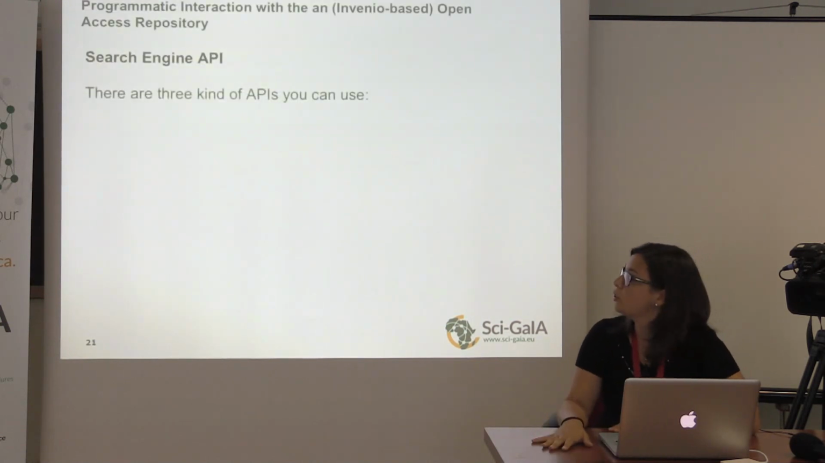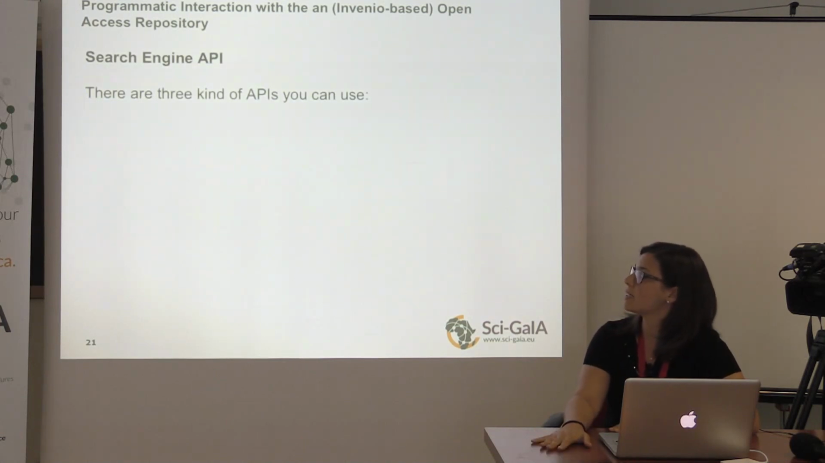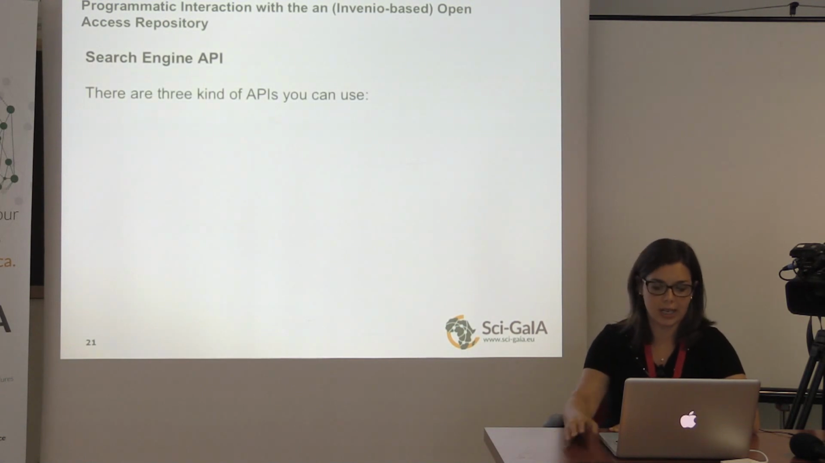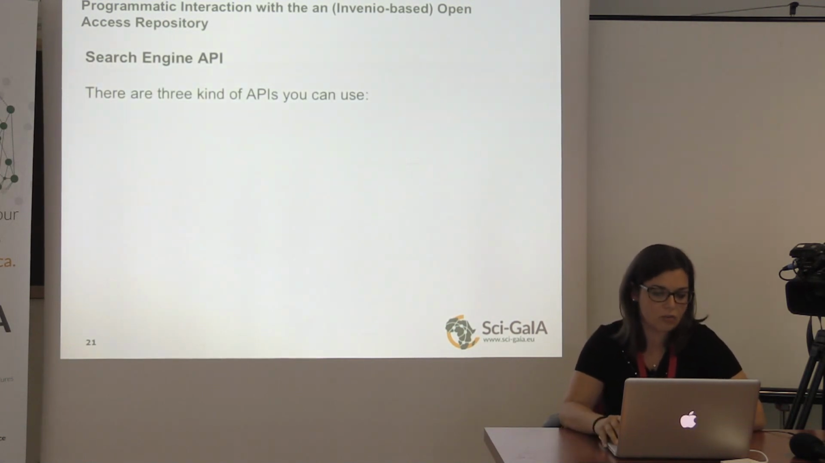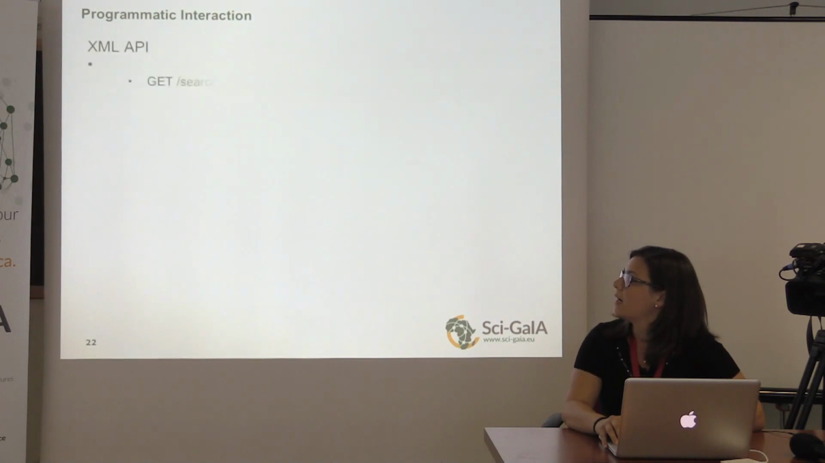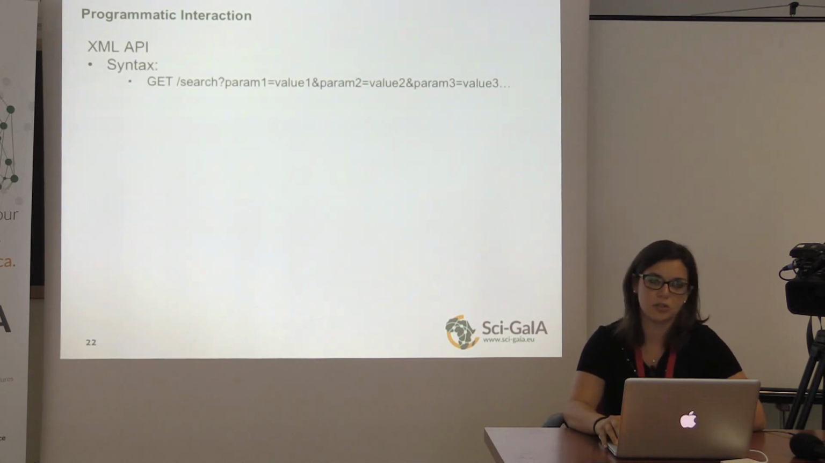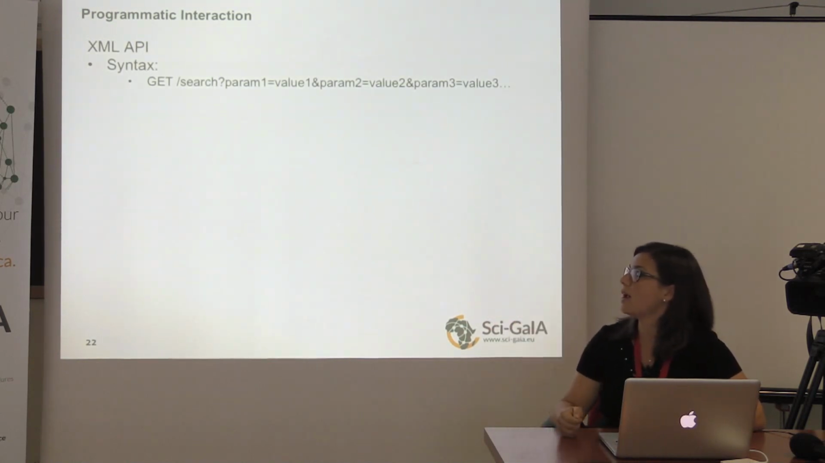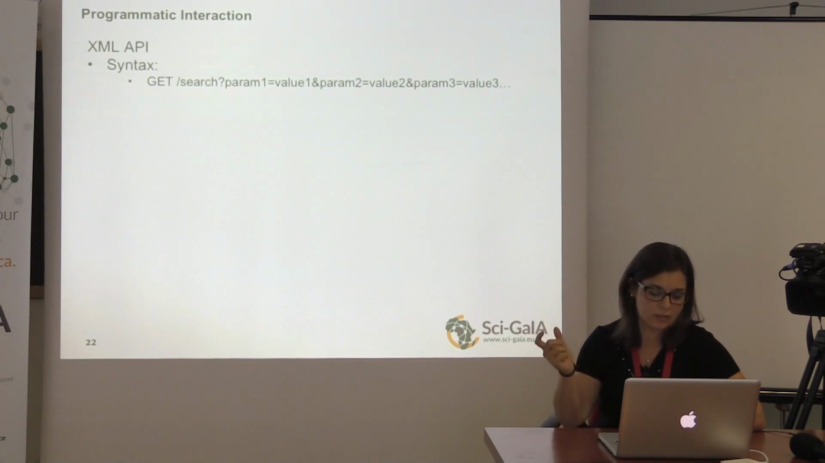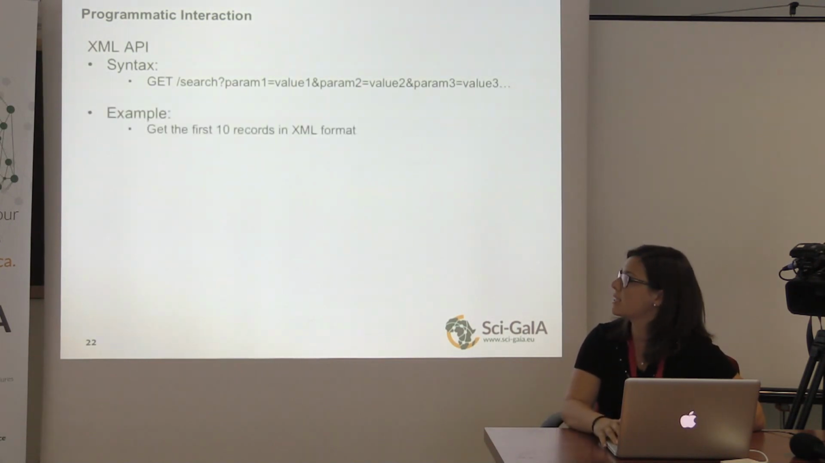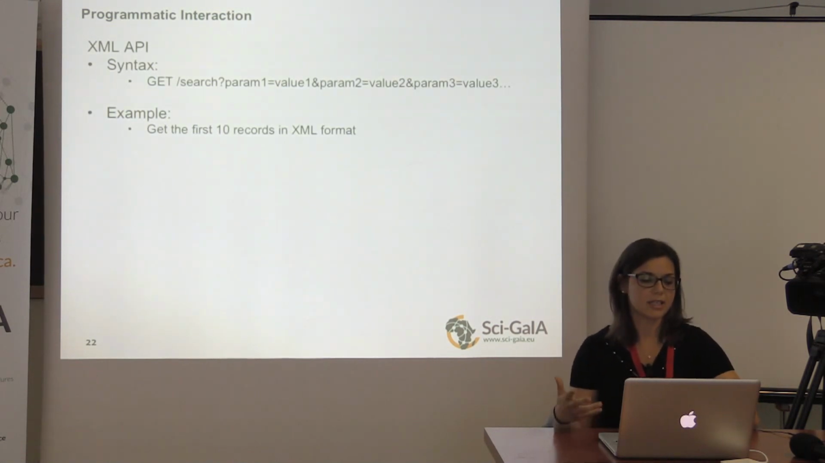Now we are going to view how we can interact with the open access repository using the search engine API. There are three kinds of API that you can use: the XML API, the JSON API, and the Python API. About the XML API, this is the syntax. You have to use a base URL and a syntax like this with a list of param and value. An example of XML API is, for example, get the first record in XML format.